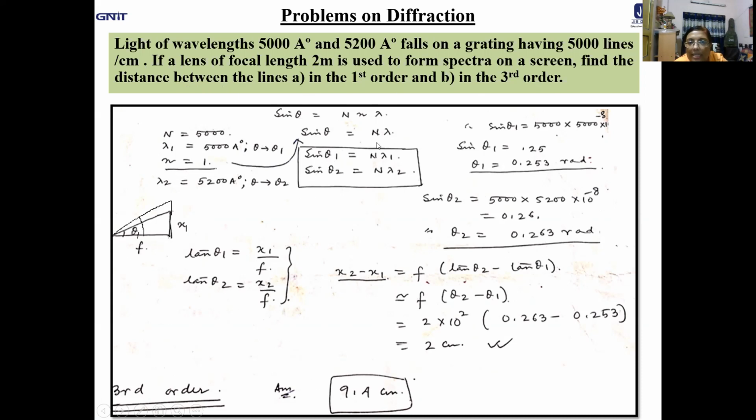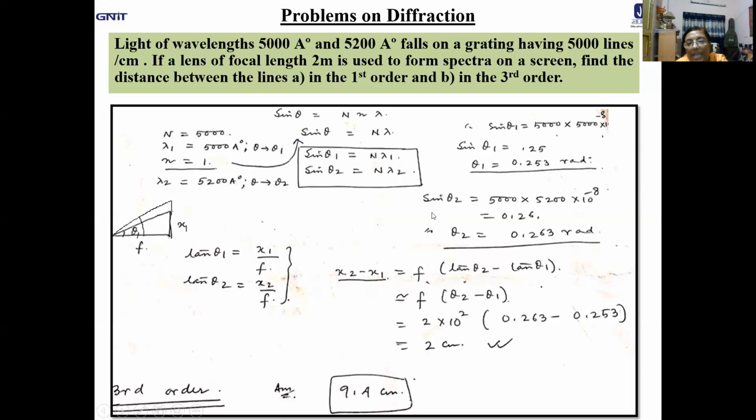So, sin theta equal to n lambda. Sin theta 1 equal to, what about n? It is given as 5000 lines per centimeter. So, 5000 into lambda 1. 5000 angstrom means 5000 into 10 to the power minus 8 centimeter. So theta 1 will come out as 0.253 radian.